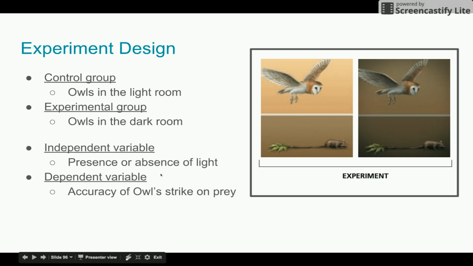And the dependent variable, which is changing, remember, as a result of the independent variable, is the accuracy of the owl's strike on prey. So basically, we want to see in a dark room, is the owl able to accurately strike the mouse, or is it going to go after something that it hears, like a rustling leaf, instead?